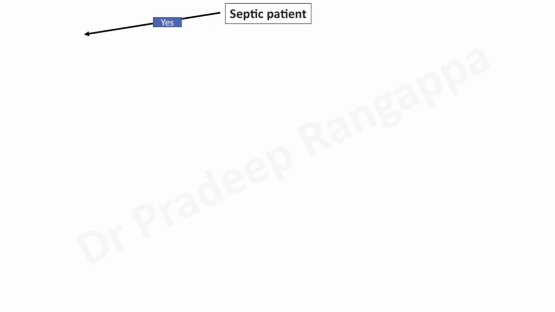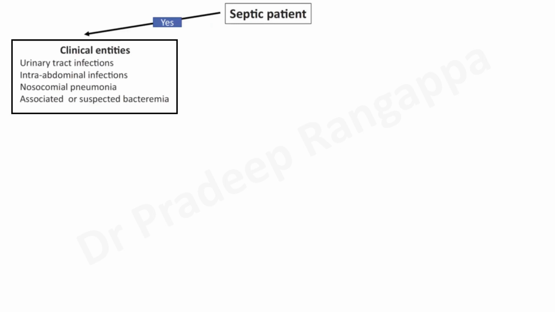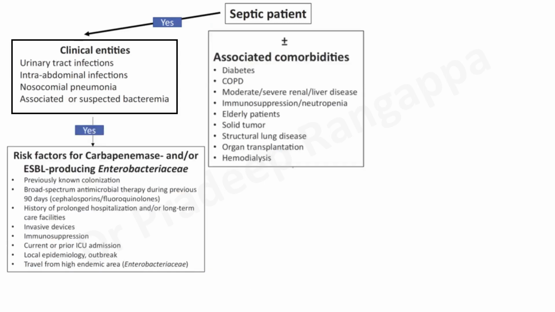Suppose you have a septic shock patient who comes to the ICU with a urinary tract infection, intra-abdominal infection, or nosocomial infection. That is not good enough to start empiric therapy. If you have a septic patient with comorbidities, even then it's not something which compels us to use it.